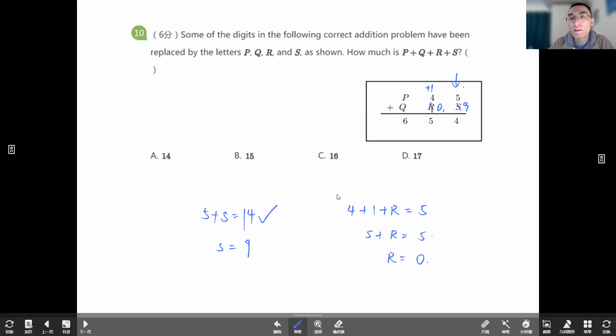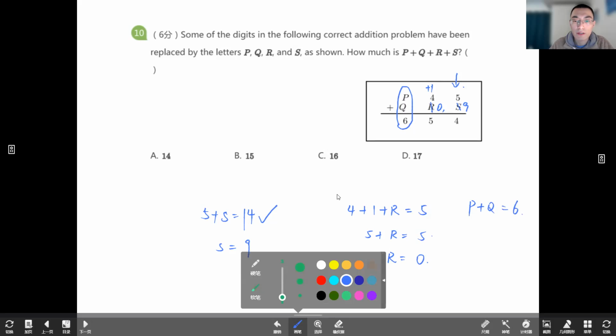We're looking for the sum. The question is not asking you what is p, what is q, what is r, what is s. It's asking you for p plus q plus r plus s. So we know from here that since we're not carrying any digit from the 10th digit, p plus q is just 6. Okay, p plus q is 6.